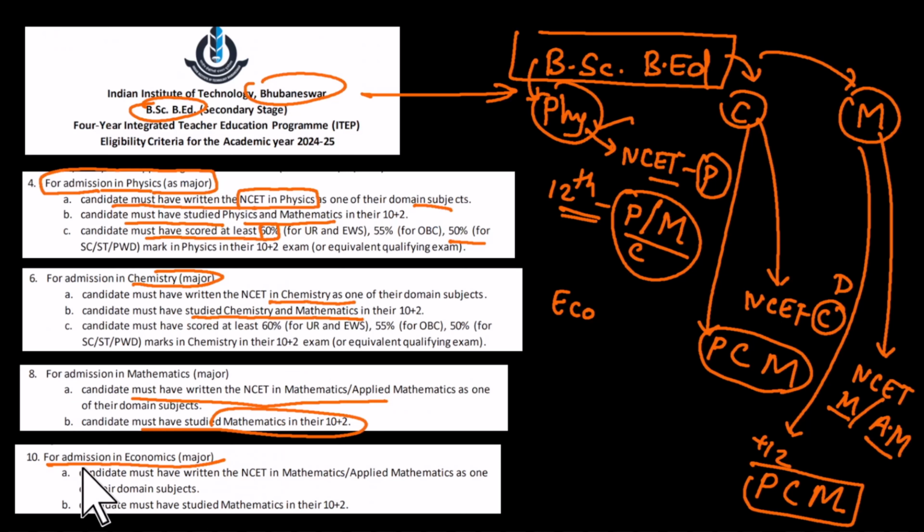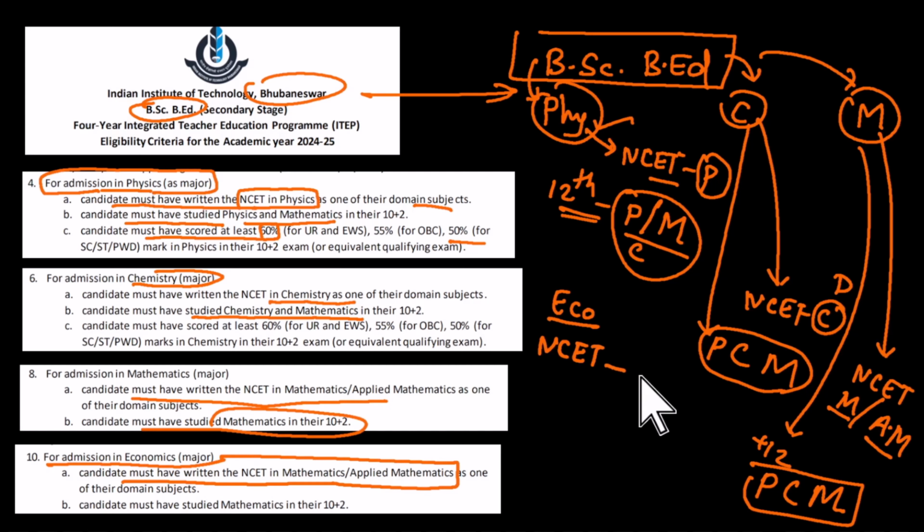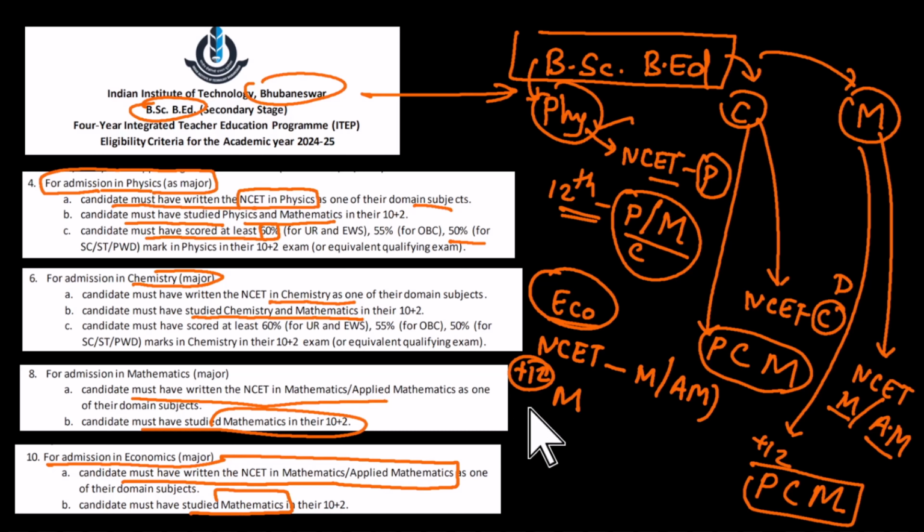You should have physics, chemistry, and maths in your 12th. Now for Bhubaneswar, for economics, you should have applied for, see, this is very clearly you should understand, NCET, you should have applied for maths or applied maths. Okay, then you are eligible for economics. And you should have studied maths in 12th standard, plus 2 or 12th standard you should have maths.